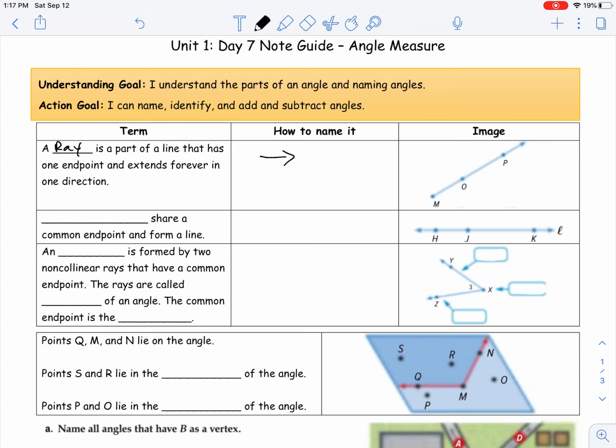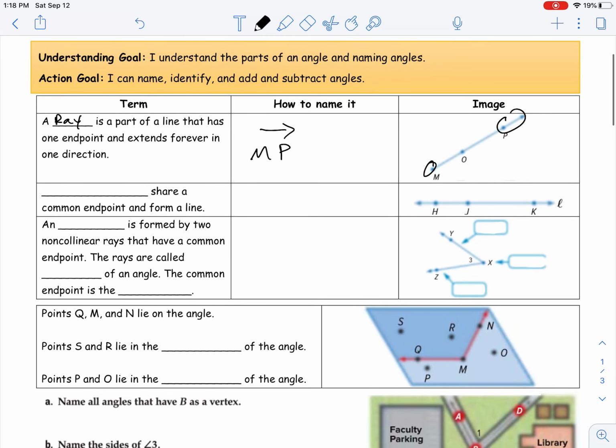We have to make sure our arrow goes to the right every time. And then I'm going to put my endpoint at the start, and then the arrow is closer to P, so I put P on the right side.